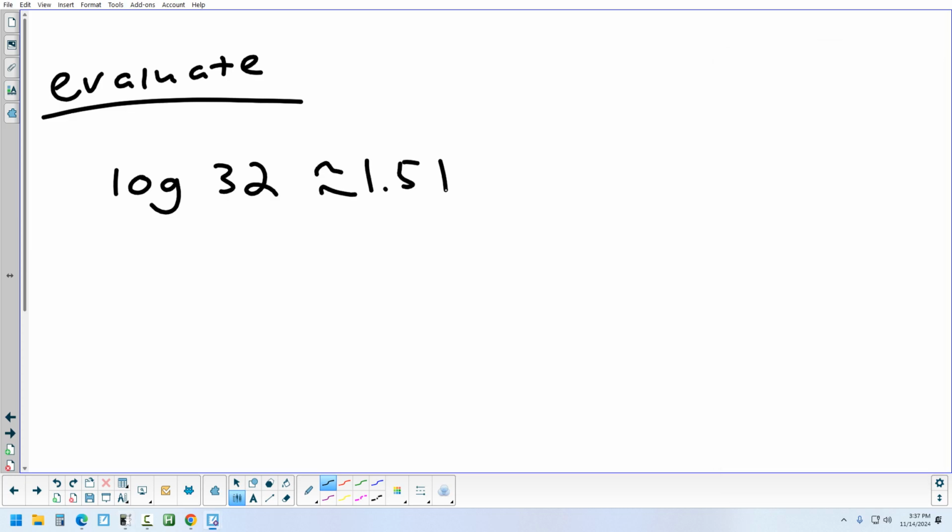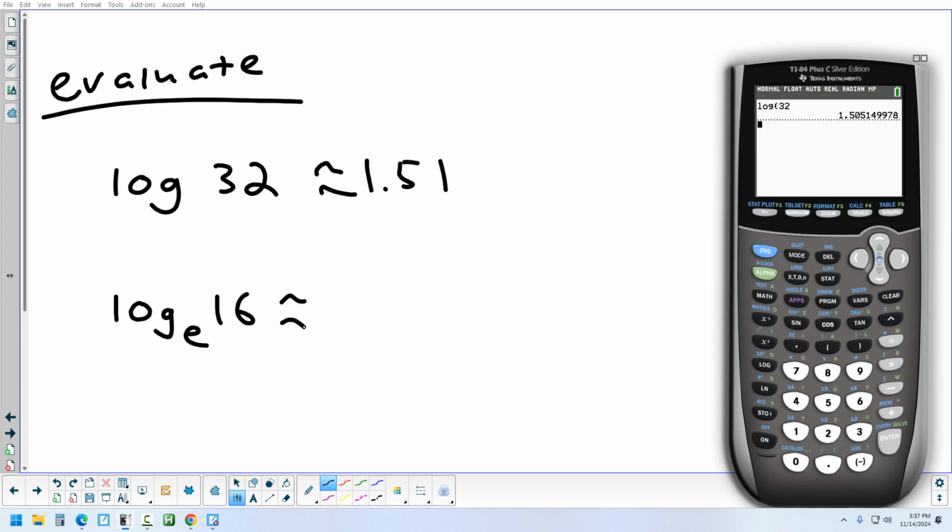Okay. How about log base e of 16? Is that one the calculator can do? All right. How would I type that one in on the calculator? Yeah, ln of 16, and we get 2.77.